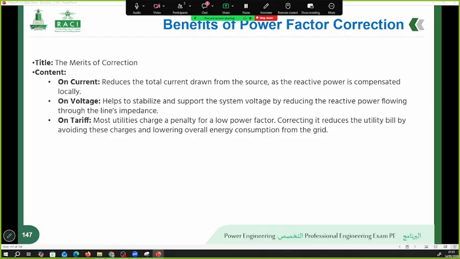So the voltage drop along the transmission line is directly related to the flow of both real and reactive power. By reducing the flow of reactive power from the source, power factor correction helps to stabilize and support the system voltage, ensuring that the voltage at the load remains within the acceptable limits. So this is crucial for the proper operation of sensitive electrical equipment.